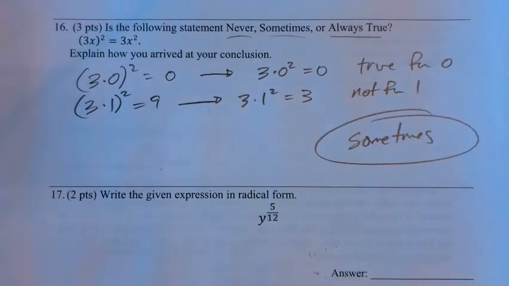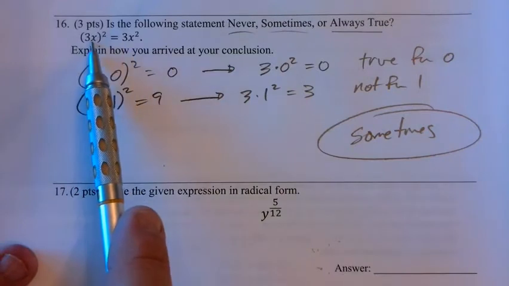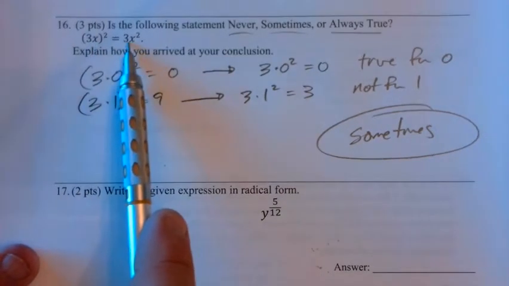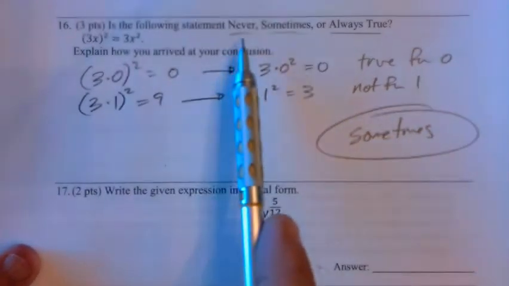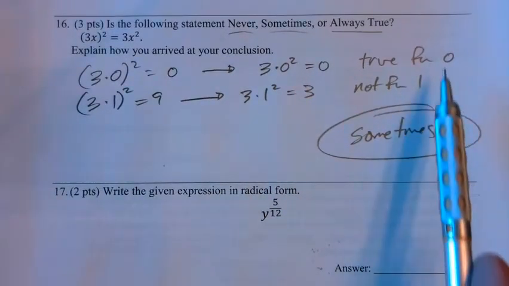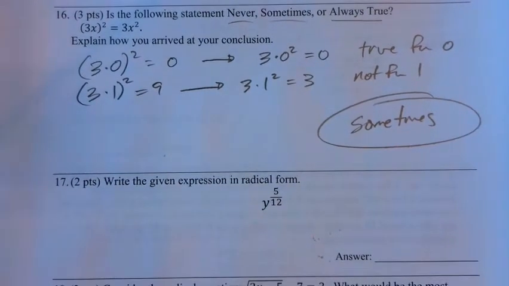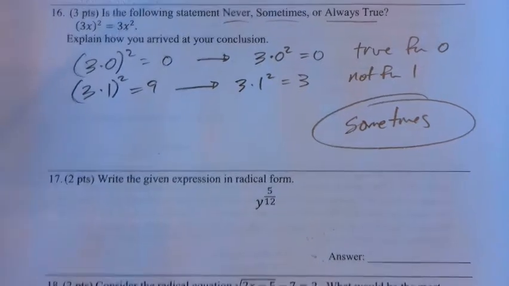If you can't see why, you could say the 2 only applies to this whole thing, the 2 applies to this, but that doesn't tell me why it's never, sometimes, or always true. You have to go deeper than that. But sometimes is the easiest one to show because all you have to show is it's true for something and not true for something else. And zeros, 1s, negative 1s, they give me good tests. Okay.